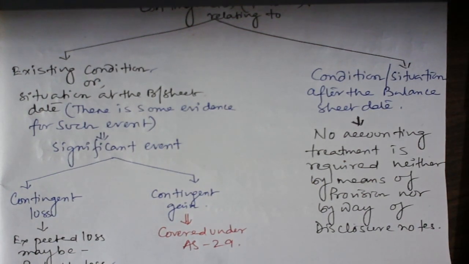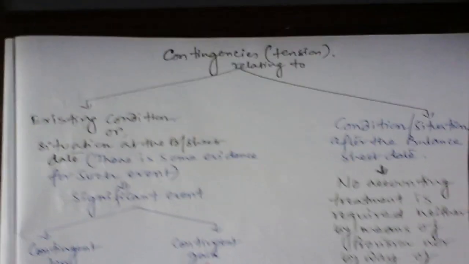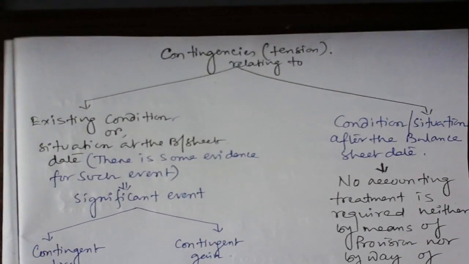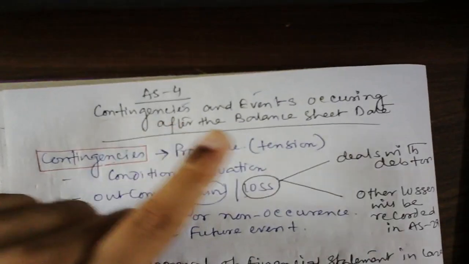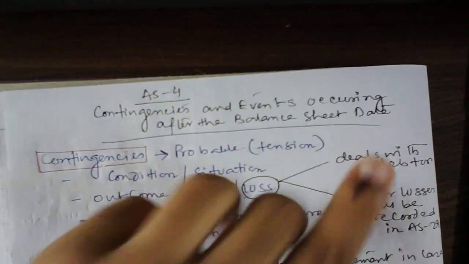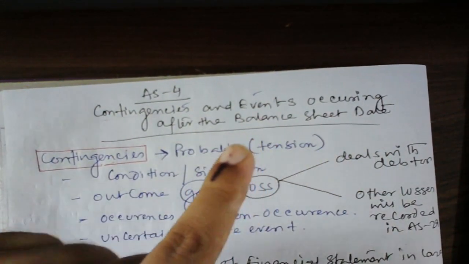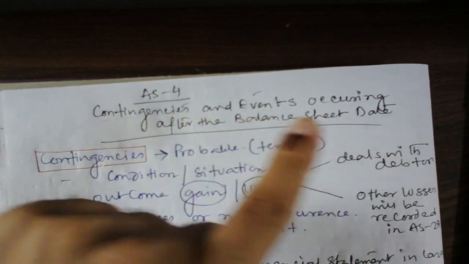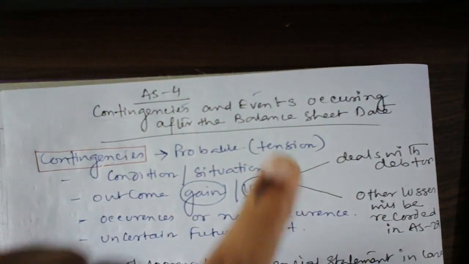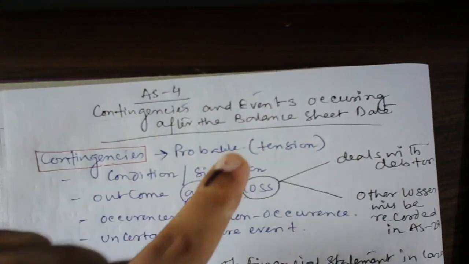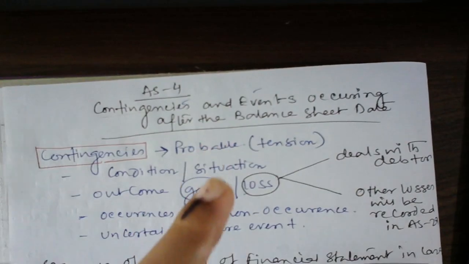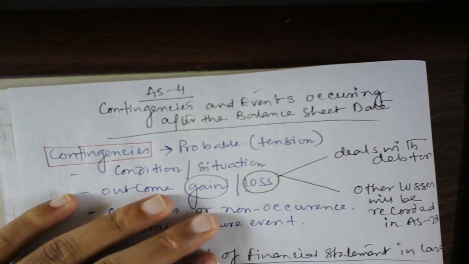We are talking about contingency or event occurring after the balance sheet date. Guys, name ke sath na aap merge mat kijiyega. We write down the provision for contingency or event occurring after the balance sheet date. I am not saying that the event happening after the balance sheet date, but the event should have to give the record when the situation exists at the balance sheet date.